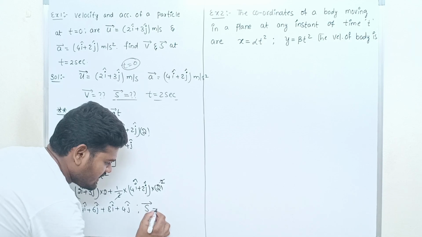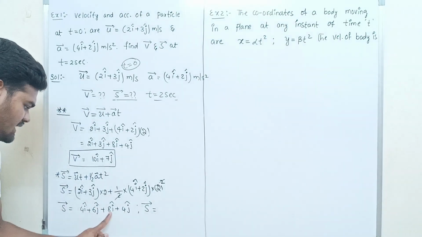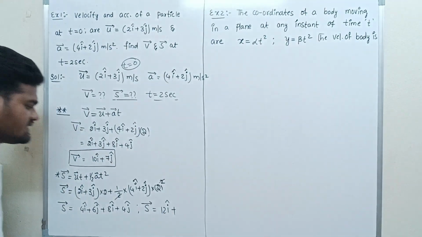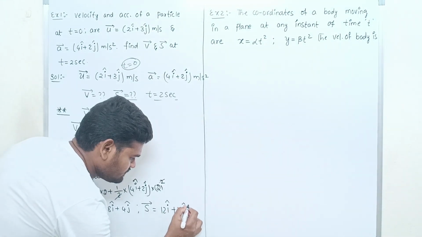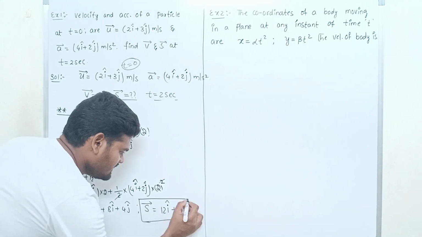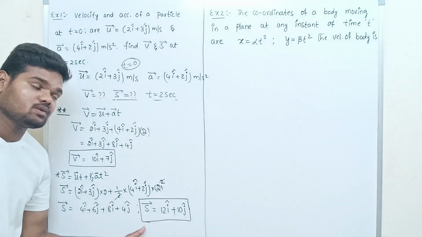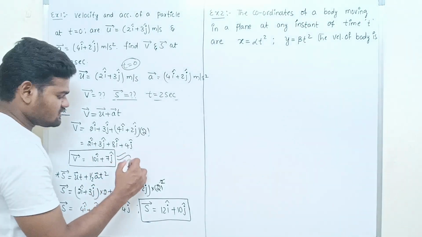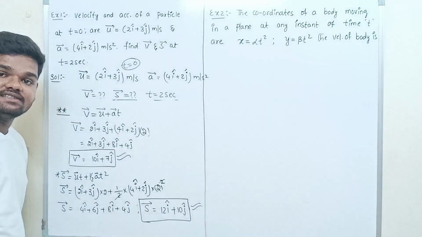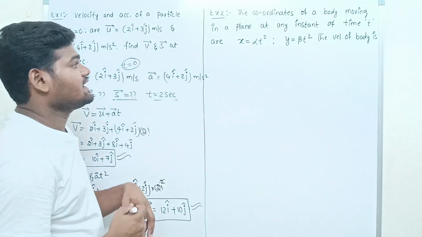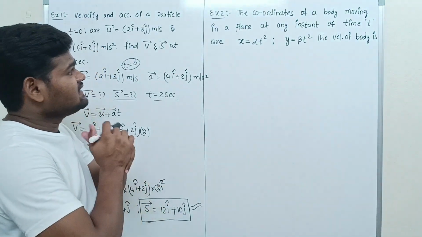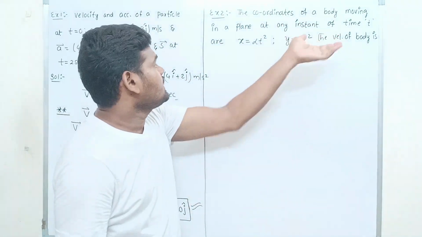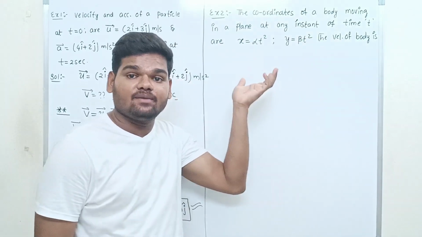So the displacement vector S bar is equal to 4 plus 8, 12 i cap, plus 4 plus 6, 10 j cap. This is the displacement vector of the object after 2 seconds. And this is the final velocity of the object after 2 seconds. So these are our answers. Any difficulty? Right. Let's solve the next example problem. What are they asking? Have a look. They are given the coordinates of a body moving in a plane, a two-dimensional plane.